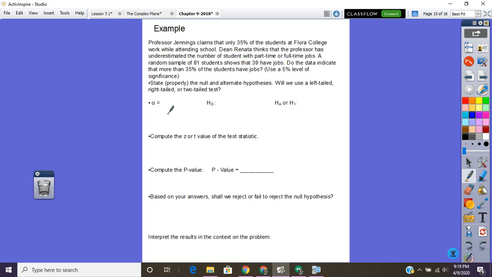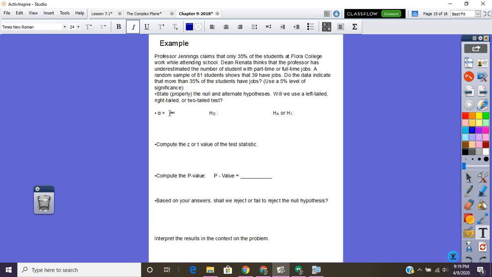Okay, so nowhere in there does it say anything about a mean or a standard deviation, which means this is actually a proportion test. So we can look up and see our level of significance. It tells us it's a 5% level of significance. So alpha is going to be 0.05.